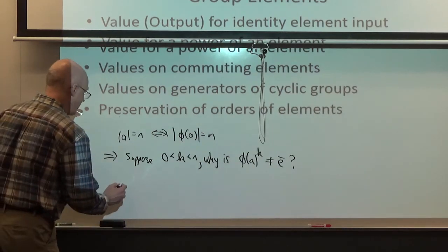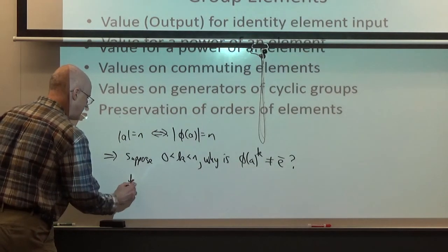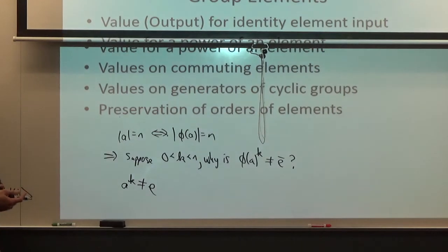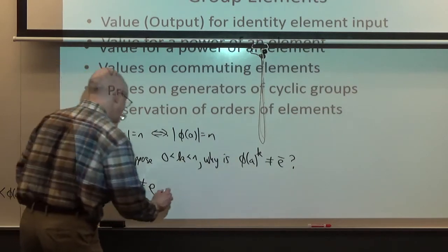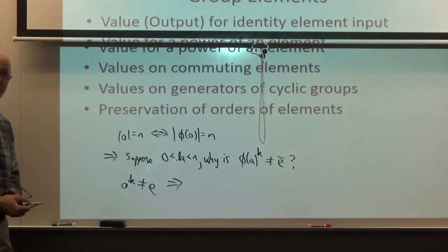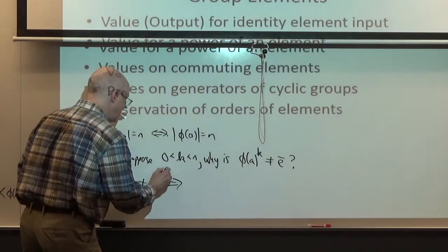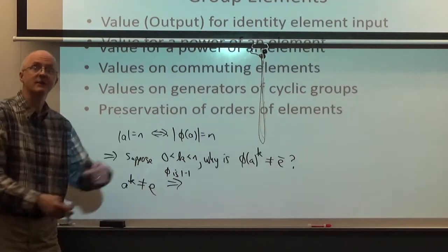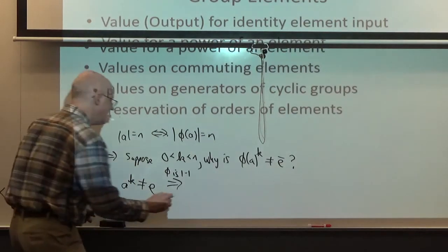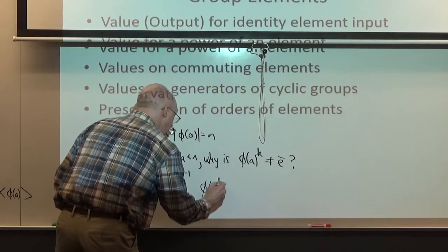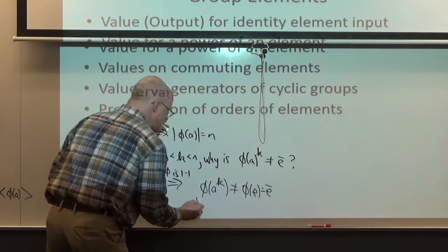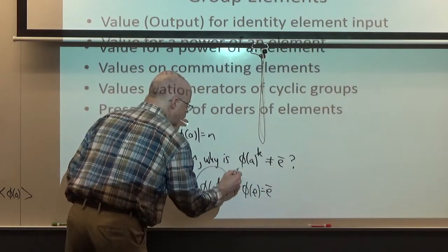But why do you not get back to the identity for some smaller positive power? Well, A to that positive power is not going to be the identity in G, because A has order n. And phi is 1 to 1. Distinct inputs are going to give you distinct outputs. Phi of A to the k is not going to equal phi of e, which is e bar. And this thing, by operation preserving properties that we've already mentioned, is the same as that.